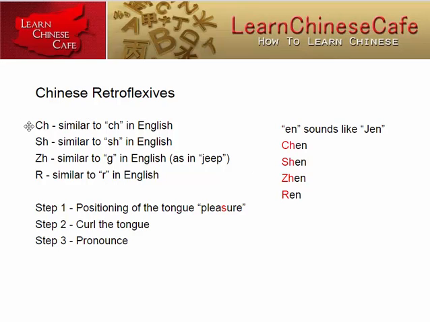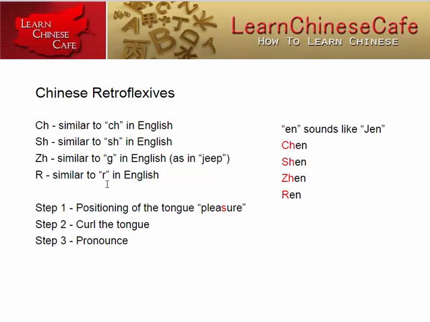Very quickly, the retroflexives ch and sh sound very similar to the ch sound in English and the sh sound in English. It's just that the tongue is curled. That's almost basically the only difference. ZH sounds like G in Jeep. Okay, and then the R sounds like the R in English as well, except of course the tongue is curled.